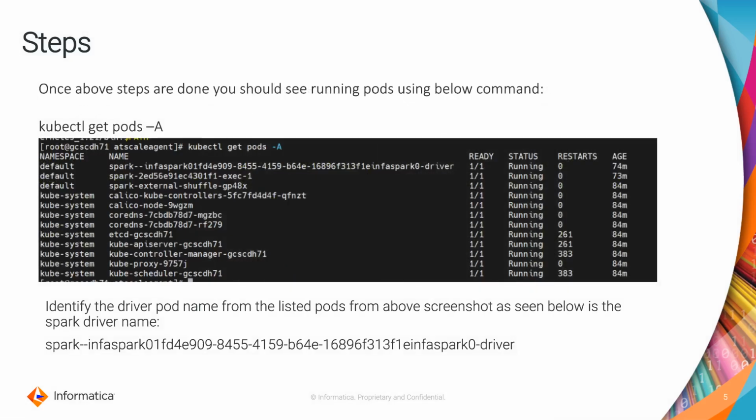Now once you set those two environment variables, you need to execute this kubectl get pods -a command, where you will see the list of the running pods which are started by the advanced mapping.